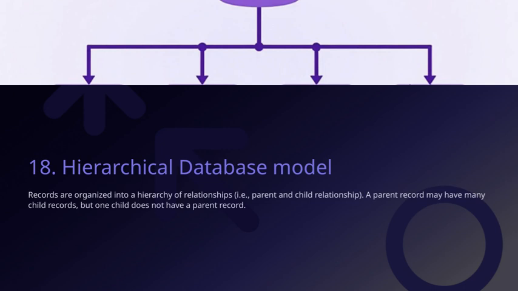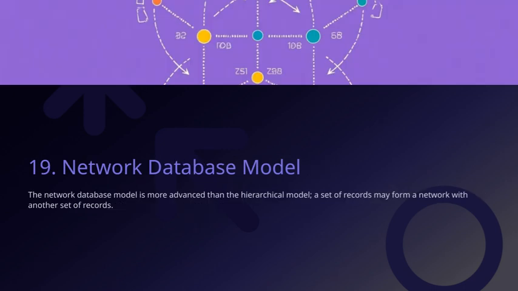Understanding this model is crucial because it highlights how data can be efficiently stored and retrieved in systems where such relationships are common. It ties into the broader theme of data organization and management, helping us see how different models serve different needs. Now, let's look at the network database model.